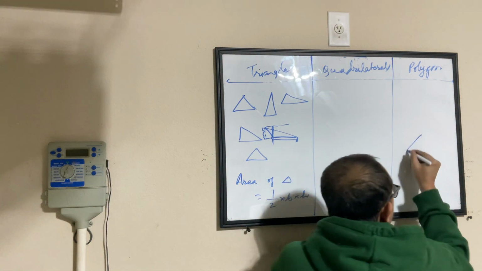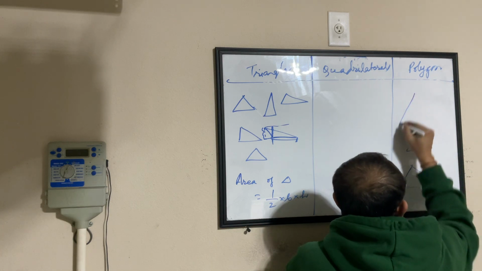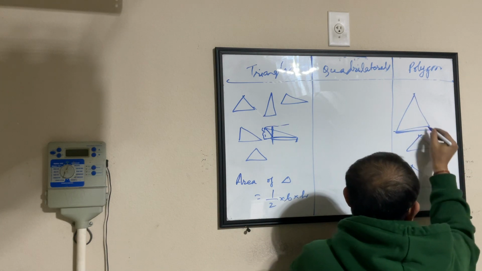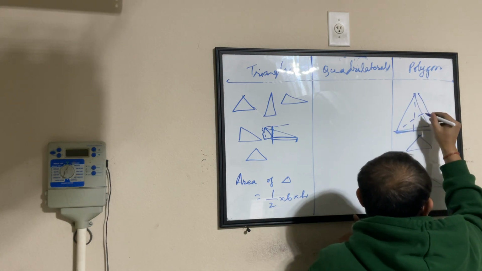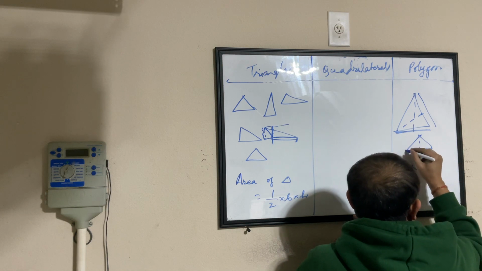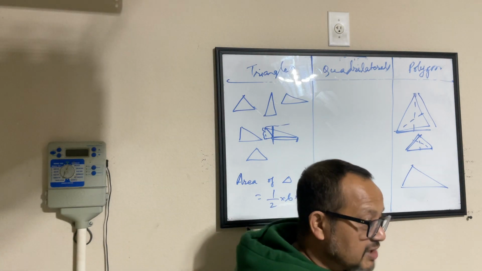If you are looking at this triangle, doesn't matter. You need a base. If you take this as a base, this will be your height. If you take this as a base, from here to here, this will be your height. If you are taking this as a base, from here to here will be your height. So you need a base and a height.